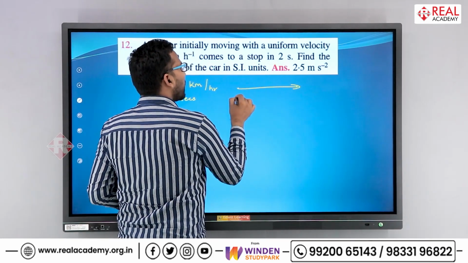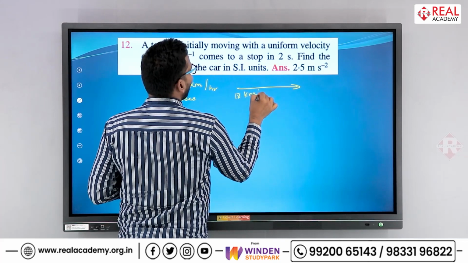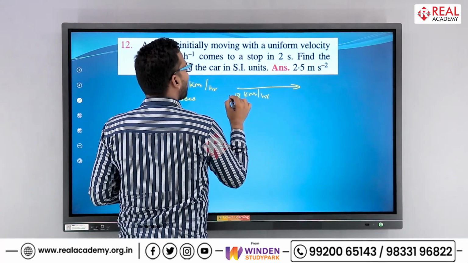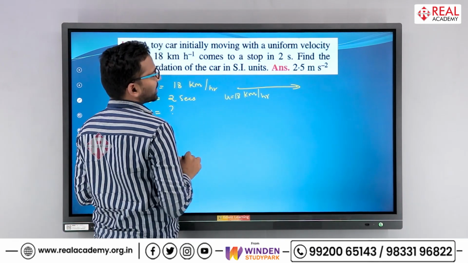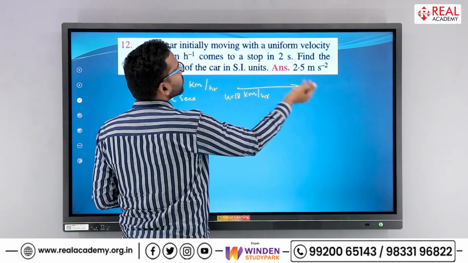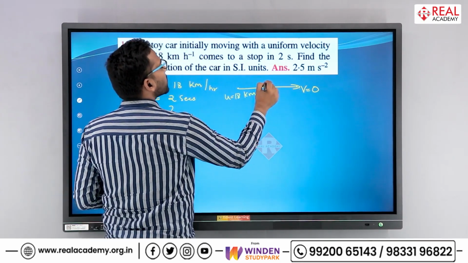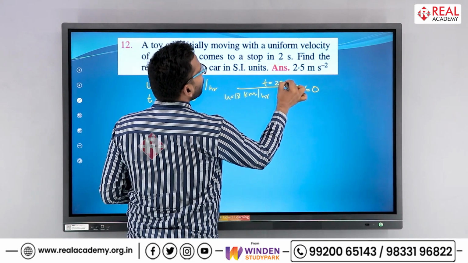A car is moving with a uniform velocity of 18 km per hour. So let us take initial velocity as 18 km per hour and it comes to a stop. Stop हो गया, मतलब final velocity कितना रहेगा? 0 in 2 seconds. So time will be 2 seconds.